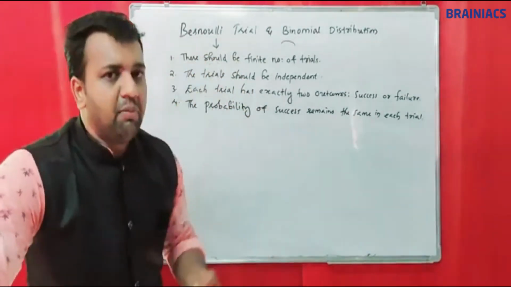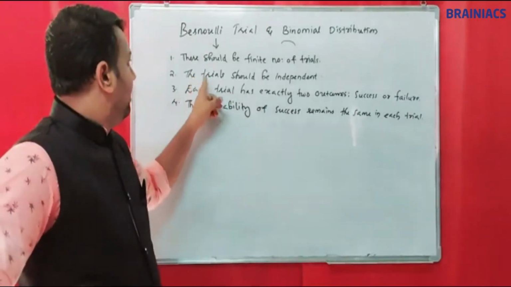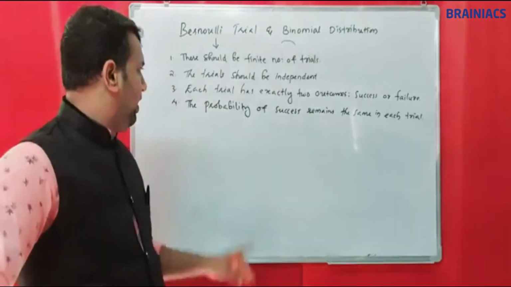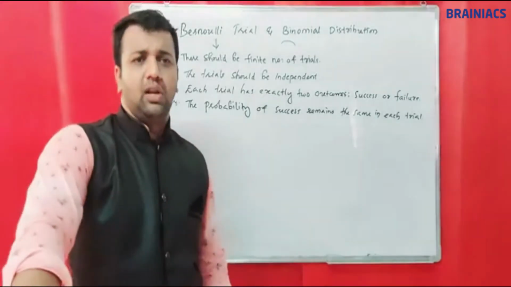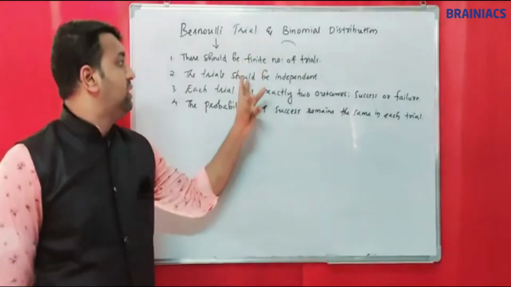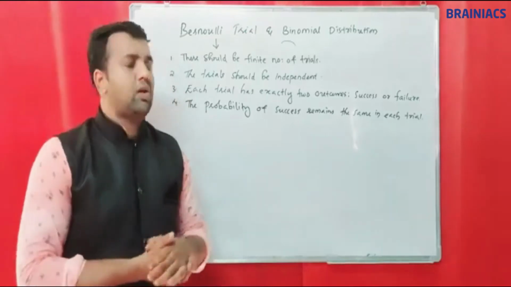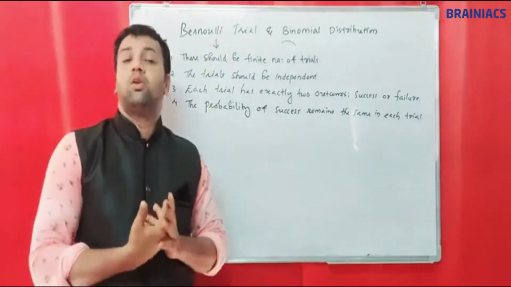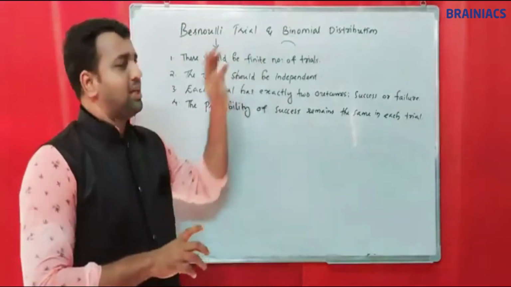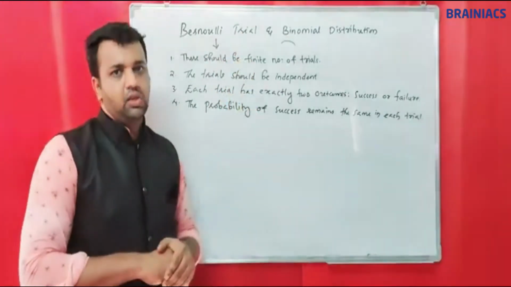There should be a finite number of trials, and the trials should be independent. Each trial has exactly two outcomes, success or failure. The probability of success or failure remains the same in each trial. The trials which obey these four conditions are called Bernoulli trials. Bernoulli was a mathematician who introduced the trial in an experiment. It must obey these four conditions.